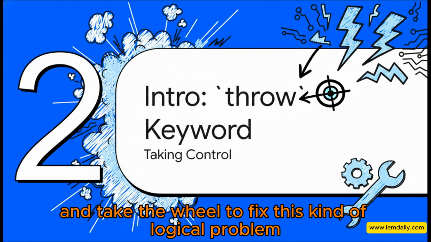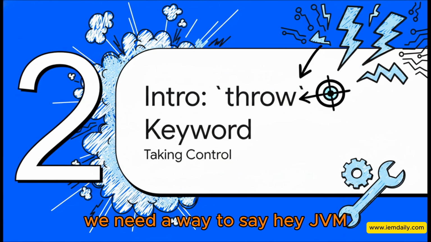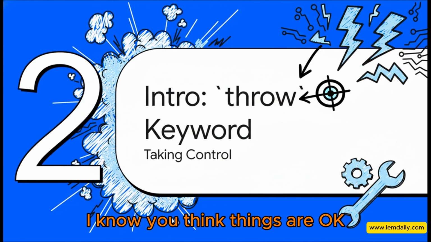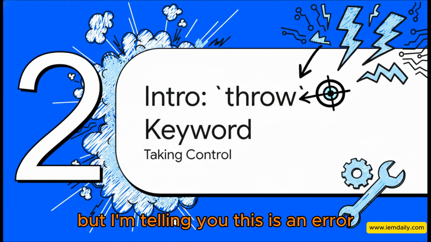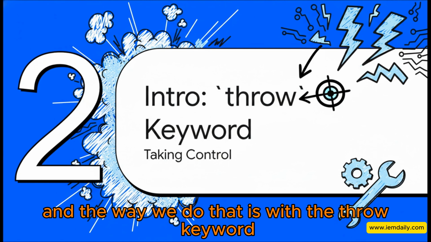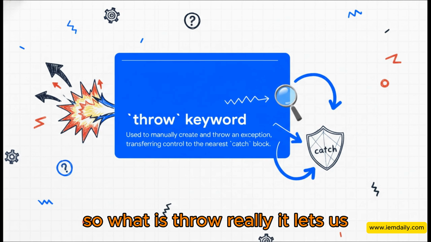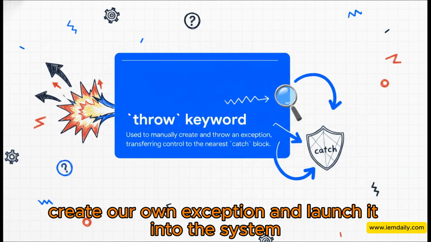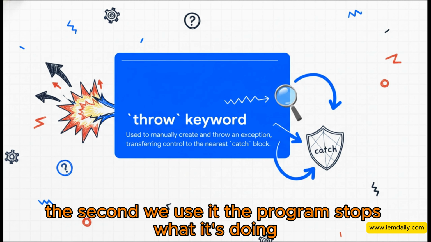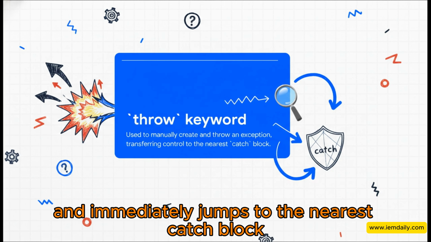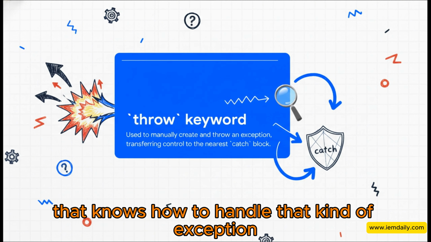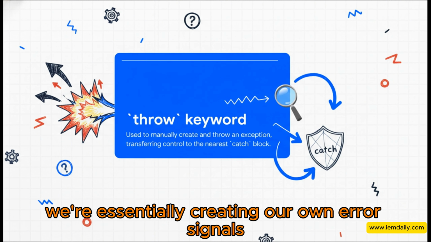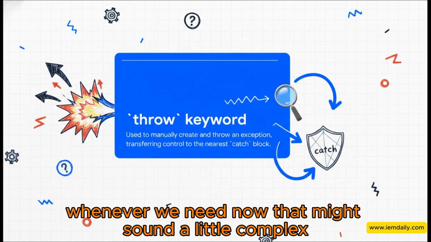To fix this kind of logical problem, we need a way to say, hey JVM, I know you think things are okay, but I'm telling you this is an error. And the way we do that is with the throw keyword. So what is throw, really? It lets us, the programmer, literally create our own exception and launch it into the system. The second we use it, the program stops what it's doing and immediately jumps to the nearest catch block that knows how to handle that kind of exception. We're essentially creating our own error signals whenever we need them.